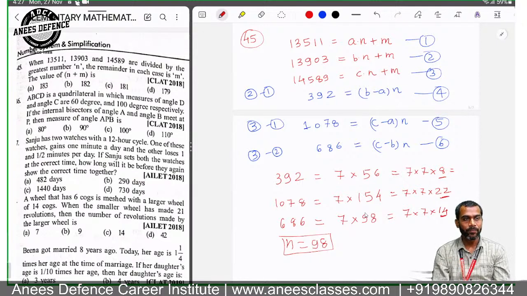Have you got the answer? Just divide 13511 by 98. Whatever the remainder you get, that will be the value of m. And if you just add the values of m and n, that will be your final answer. Yes or no?